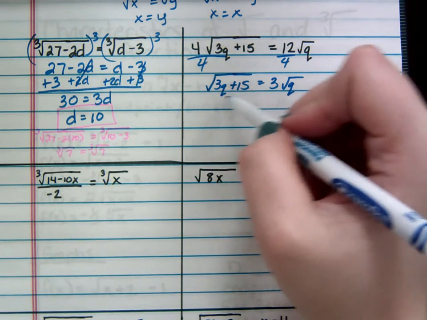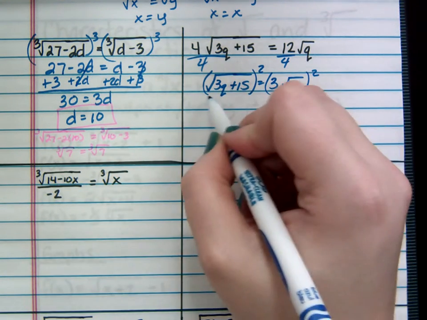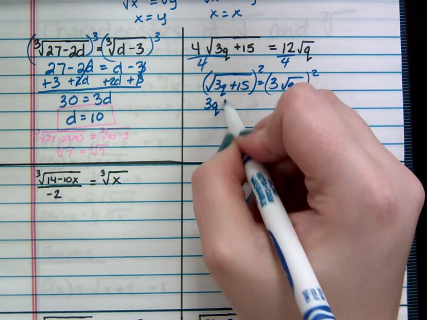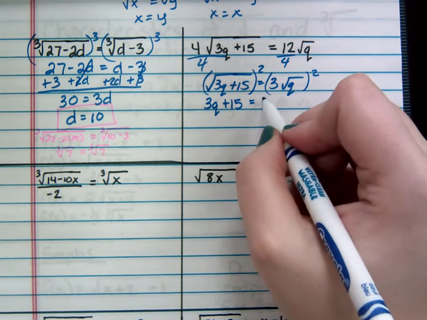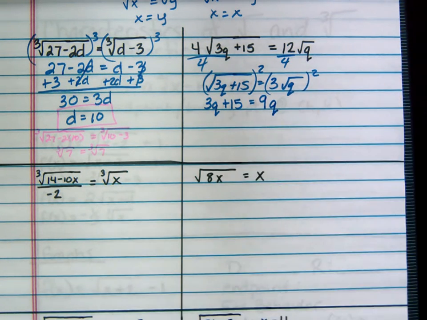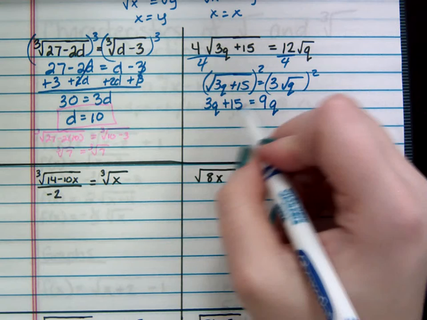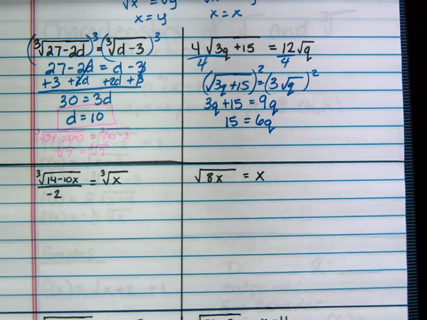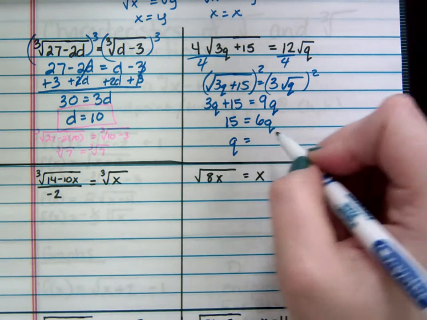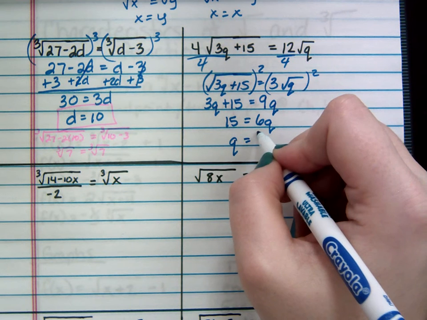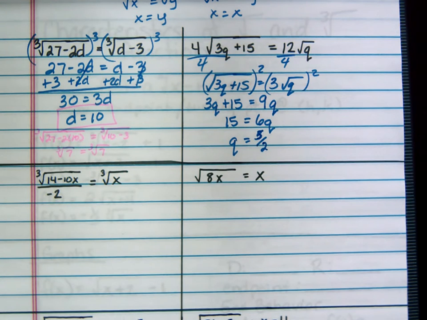Now that one of my radicals is isolated, I'm going to square both sides. Now all that does over here is get rid of the radical, so I have 3q plus 15, but on the other side I have to square both the 3 and the square root of q. 3 squared is 9, square root of q squared is q. So now I solve the equation for q. Subtract 3q from both sides, I'll get 15 equals 6q, and then divide both sides by 6 to get, let's see, that would be 3/2. Wait, no, 5/2, I'm sorry.